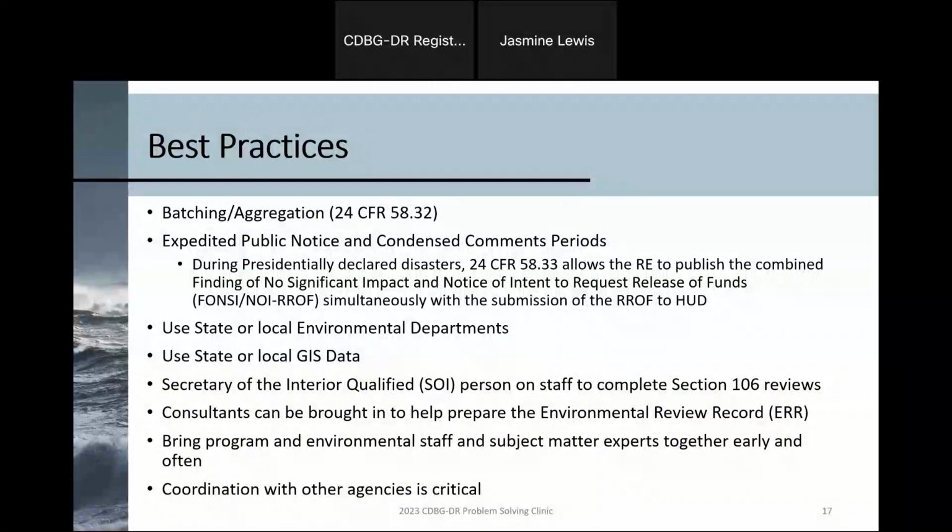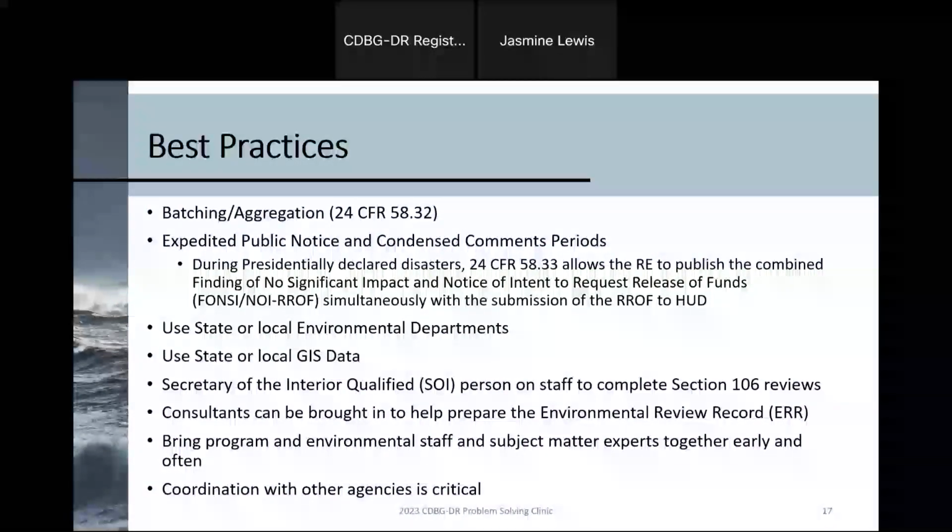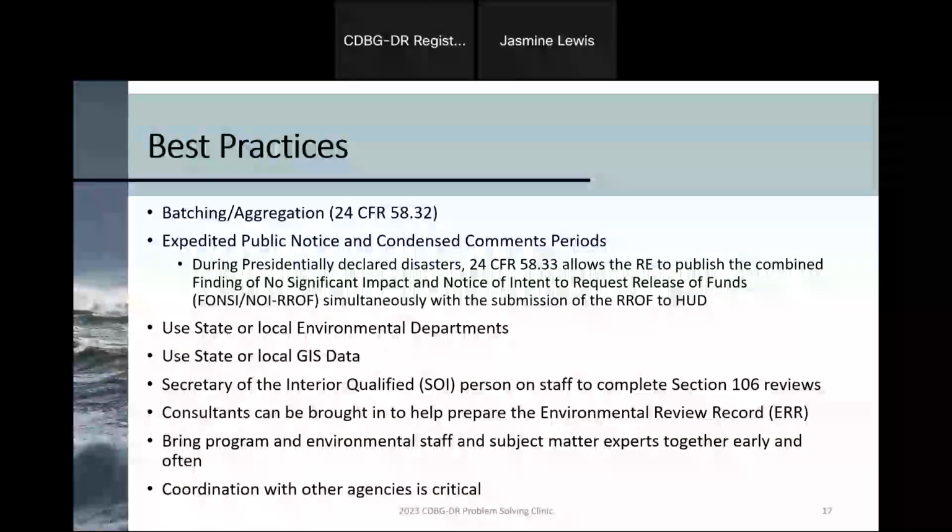In addition, take a look at your local and state resources in the environmental departments. Oftentimes they have lots of great data that you can tap into to build out your environmental review record. In addition, they often have their own data sets for GIS, so making individual maps specific to that area can be drastically streamlined and expedited with very accurate information.